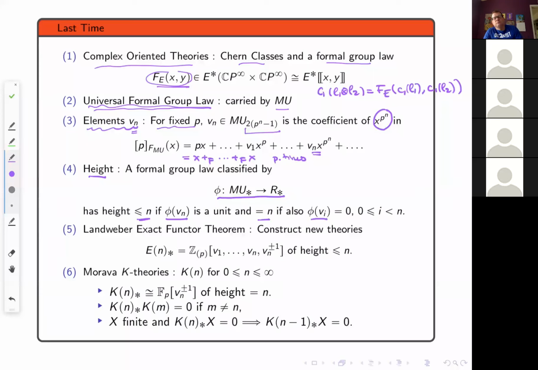After that, we discussed the Landweber exact functor theorem, which allowed us to construct new theories. One example was the Johnson-Wilson theory E(n), and its coefficients look like that. It's a prototypical example of a theory that has height less than or equal to n.